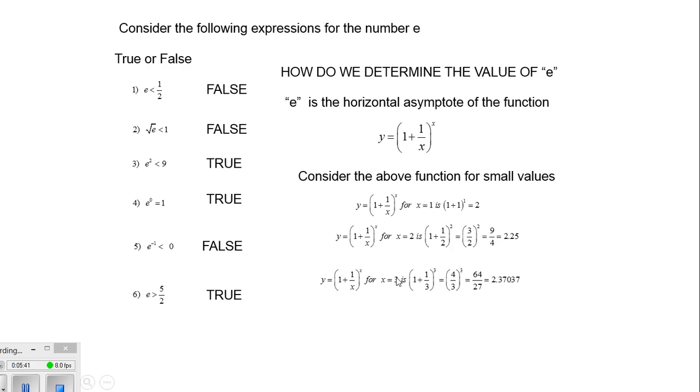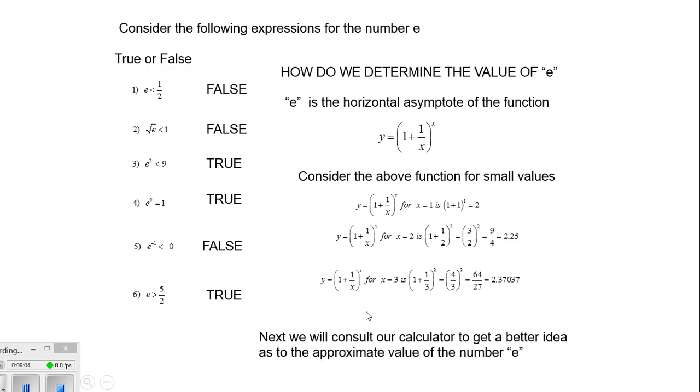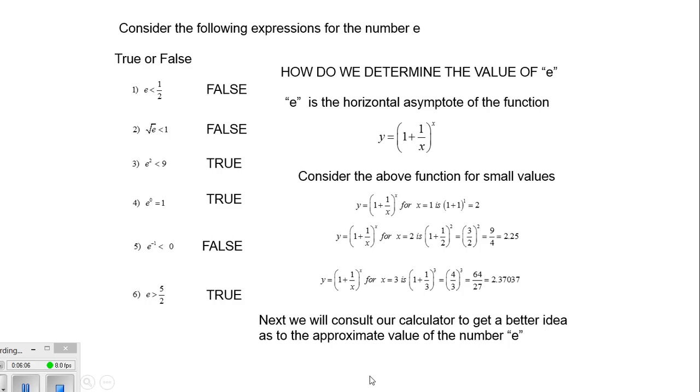For 3, we get (1 + 1/3) to the third, that's (4/3) to the third, 64/27, which is 2.37. So you can see that this is growing, but you could be interested to see what happens when we get out to very large values of x. And of course, we don't want to resort to all that hand calculation, so we're going to let our calculator do that work for us.